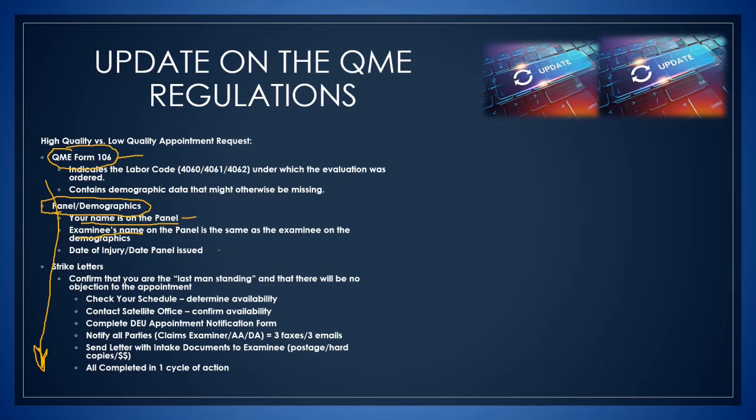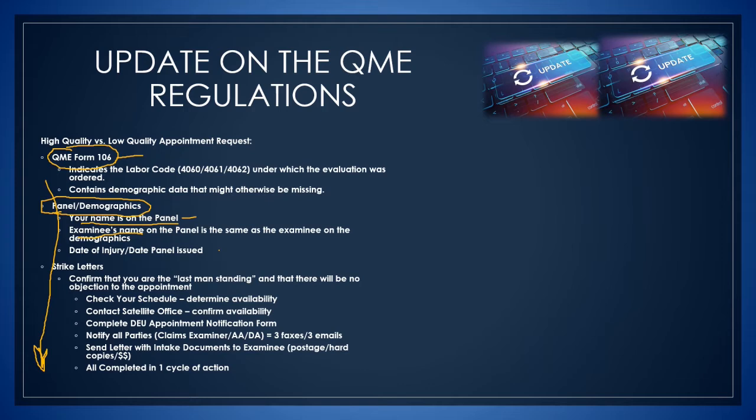When you get copies of strike letters, you're scheduling appointments at the top of Labor Code 4062.2c, wherein we talked about in our last graphic, where both parties have struck and there's no dispute that you are the last man standing. When you are the last man standing without dispute, you retain and sustain the profitability of your appointment.